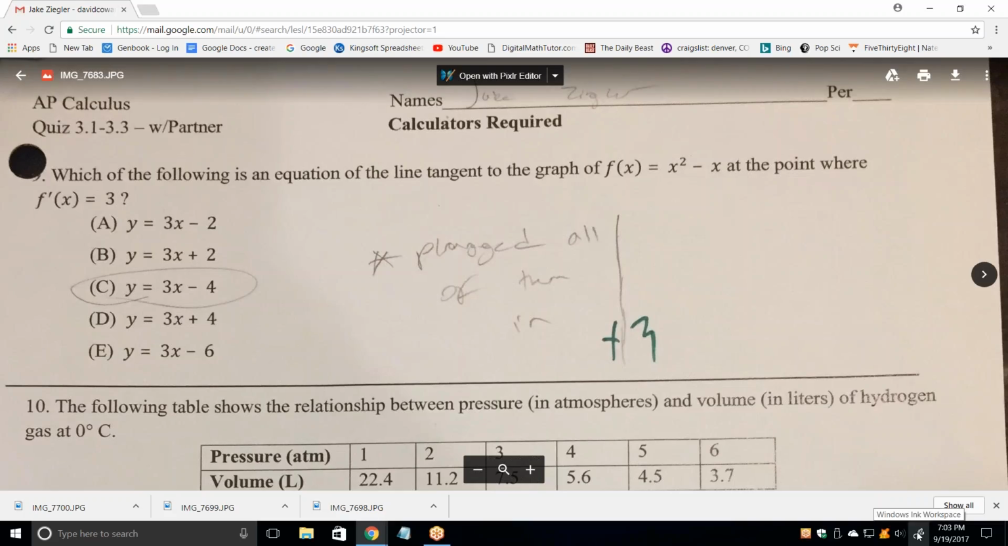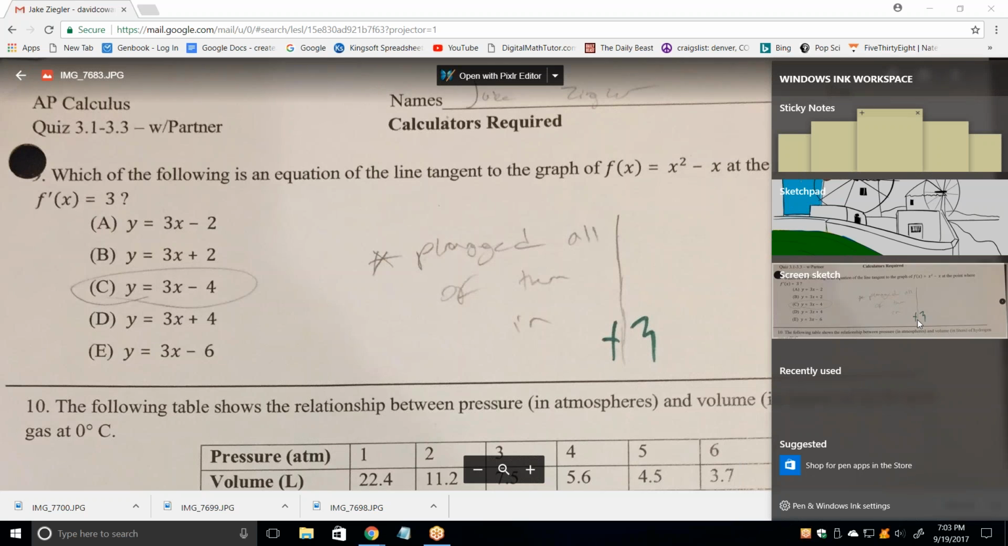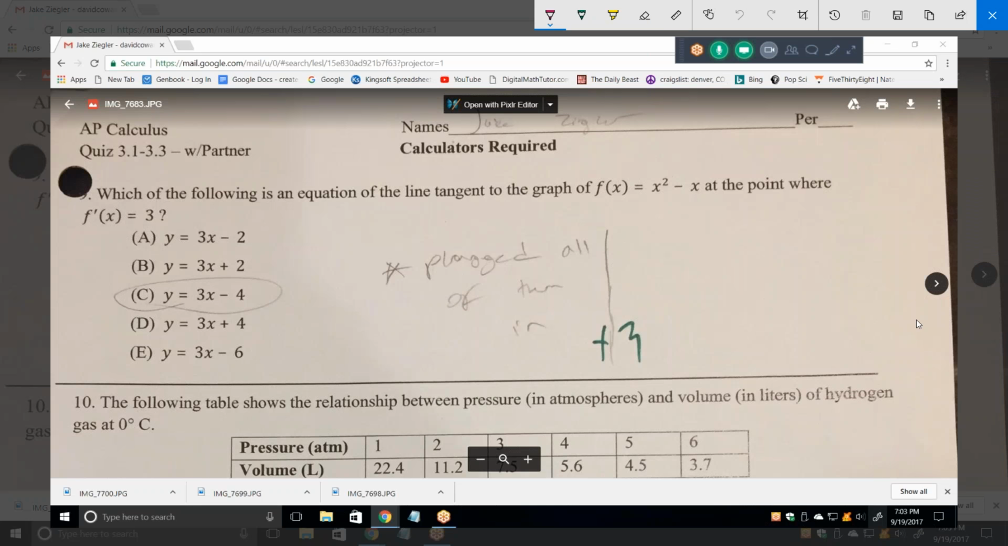Not, you really kind of have to know exactly what you're doing to be able to figure this one out. Unless I did it the hard way. What's the first derivative of that function? 2x minus 1. Where is that equal to 3, which is what that says?